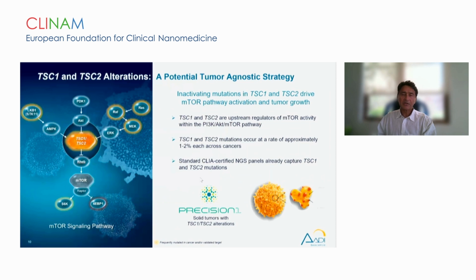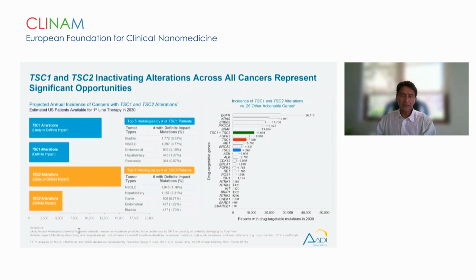in this tumor. And so if you look at the analysis of what patients or what tumor types have TSC1 or TSC2 mutations, it's approximately 1 to 2%, roughly maybe 2% across all cancers. And we've done this detailed analysis, and you can see here the patient numbers based on the left side, either TSC1 alterations in blue and TSC2 alterations in orange, and the top histologies. So this represents US patients, new patients every year.